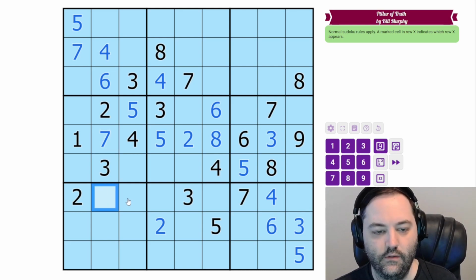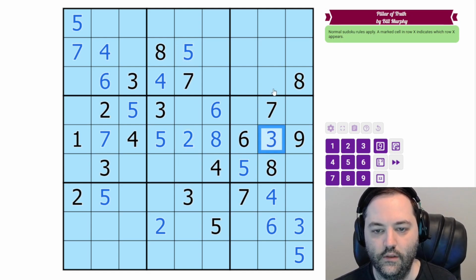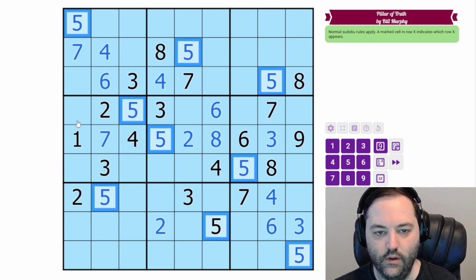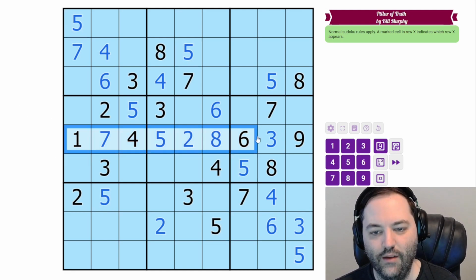So the 7 gives us a 5 in row 7. The 5 is self-indexing. The 2 gives us a 5 in row 2. And the 3 gives a 5 in row 3, and we have done all the 5s now. And we know we've done all the 5s because we've completed row 5.